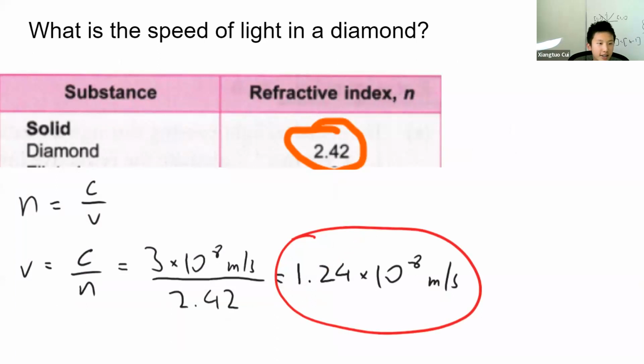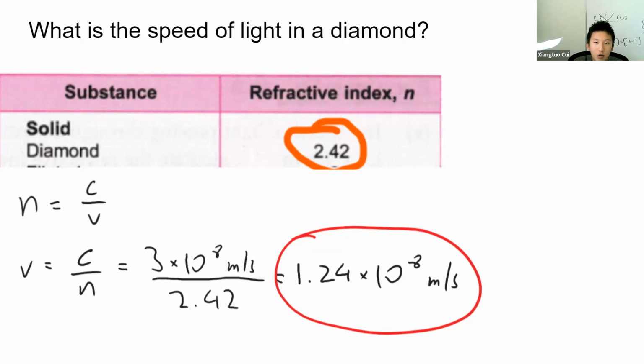So you can see here that diamond really slows down the speed of light. It slows it down by more than half. So even though diamond seems to be clear and shiny, it really slows down the speed of light more than water and any other substance. And the reason why diamond slows down light so much is because the molecular structure of diamond is really compact. So it becomes a really big wall for light to go through.